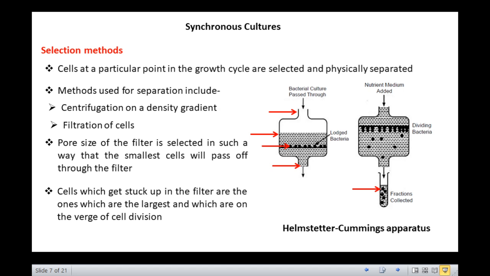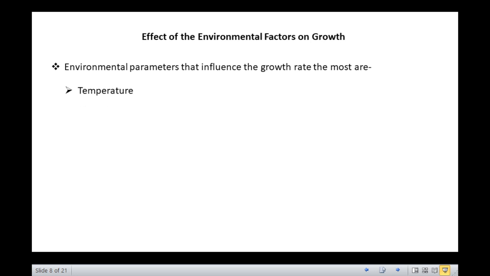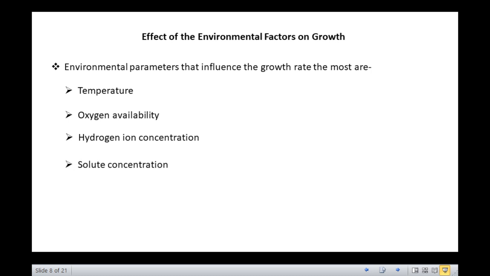Let us now move on to the effect of the environmental factors on growth. The growth of organisms greatly depends on environmental conditions which are responsible for either accelerating or retarding it. If we understand these factors, we can understand the distribution of microbes in nature and also devise methods to curb the growth of the undesirable microbes. The environmental parameters that influence the growth rate the most are temperature, oxygen availability, hydrogen ion concentration, and solute concentration. Let us consider each of these factors in detail.